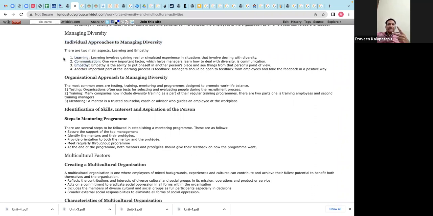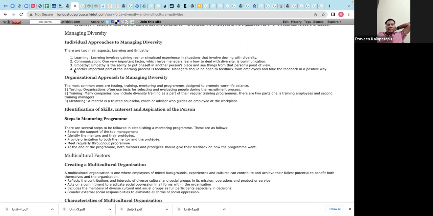There are two main things an individual needs to do. First is learning. They need to know what the other diverse person requires, how they act, and how you need to behave. That is the learning part. The second part is empathy. You should put yourself into the other person's place and understand their point of view. So you should have that ability, empathy. Learning can happen in various ways.